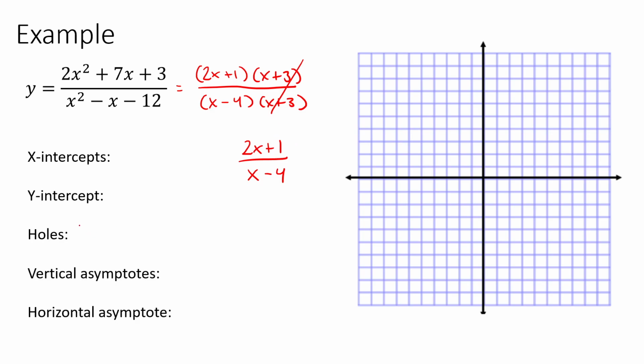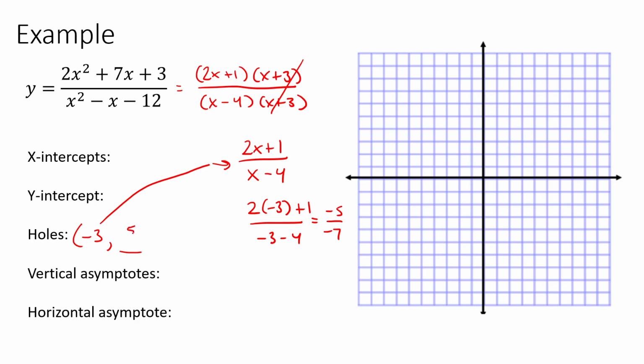Because it canceled, we get a hole at -3. And to find the y-coordinate, we're just going to plug it back into our simplified form and get a result. So that's going to be -5 over -7, better known as 5/7. All right, we can go ahead and graph that if we want right away. So -3, 5/7 would be about here.